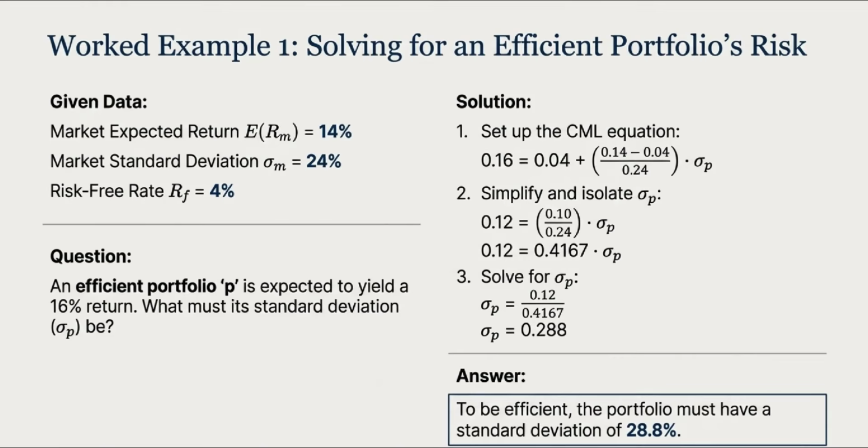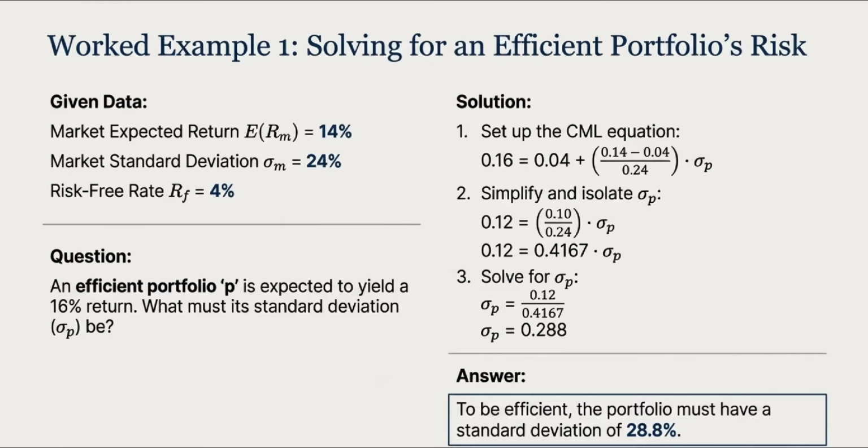28.8%. So wait, the market portfolio's risk was only 24%. Correct. So the math here proves that to get that higher return, you had to borrow. The CML is telling you that if you want a 16% return in this world, you must accept 28.8% risk. There's no other way. It's the mathematical proof of leverage. To move beyond M on the CML, you accept amplified risk. It's that simple.